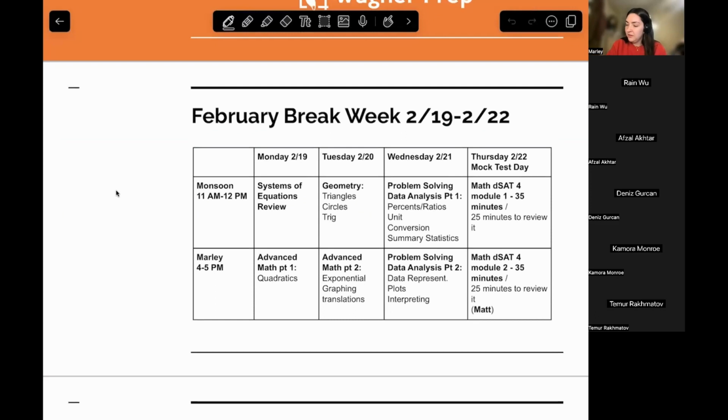Again, this is just the schedule for the week. Obviously, we're almost at the end. So problem solving data analysis part 2 is what we're going to be doing today. Tomorrow, it's going to be a mock test kind of situation.